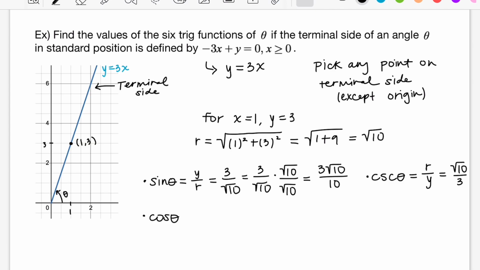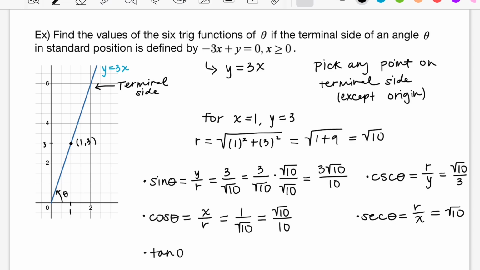Cosine theta then is going to be x over r. x is going to be 1, and r is going to be square root of 10. Rationalizing the denominator, we'll get square root of 10 over 10. And then this tells us secant theta, since it's going to be r over x, this will just be the square root of 10. Tangent theta, we then know is going to be y over x. So this will just be 3. And this tells us that cotangent theta, which is x over y, is then going to be 1 over 3.